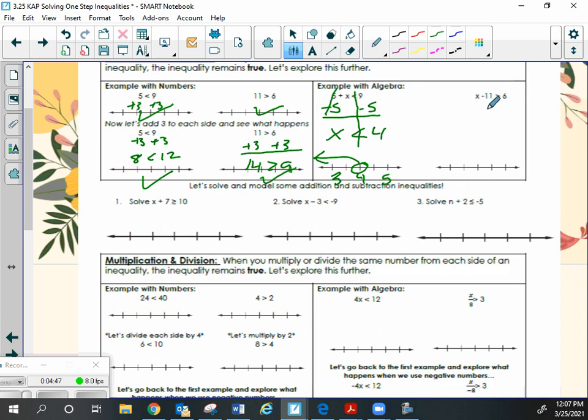Okay, so let's just do another one. x minus 11 is greater than 6. What would I need to do to both sides? Add 11.